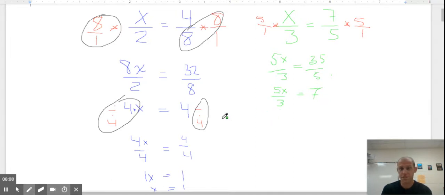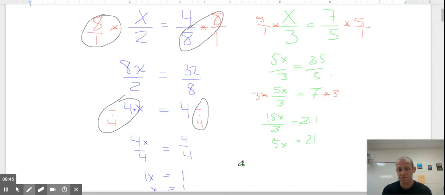And now I have this. I still don't know what x is, so I got to do some more work. I have to get rid of this 3 down here. That's being divided, so let's multiply. 5x times 3 would be 15 x's over 3. 7 times 3 is 21. Let's simplify. 15 divided by 3 is 5. Still have that x. 21, it's just that number.